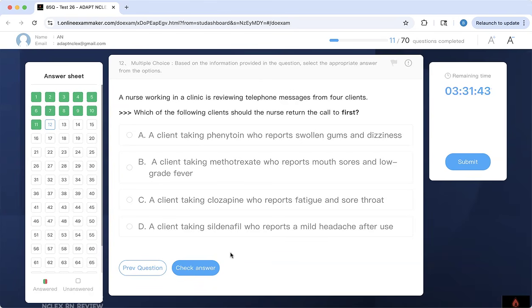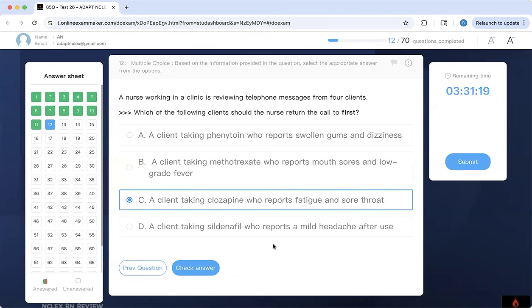This is question 12. Prioritization. Who do you need to call first? They call you. They are taking medication with side effects. Pharmacology prioritization. I can tell you, C is the right answer. I know the answer choice you will pick. You pick B. It may be 50-50. Don't pick methotrexate. I know sore mouth and low-grade fever is due to what? Myelosuppression. And they may have what? Sepsis associated with it. But clozapine with fatigue and sore throat, that's what? Agranulocytosis. They look the same like B, but C is more dangerous. Agranulocytosis is more dangerous. B is myelosuppression.